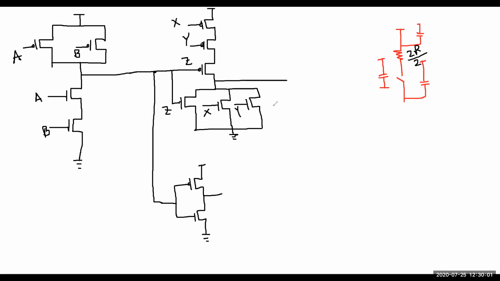Why 2? Because in the, no, not 2R by 2 actually. This should be 2R by K. 2R by K. K is the sizing. Okay. K is the sizing. Here this will be Kc, the value. Kc, the value will be Kc. This capacitor will be Kc.